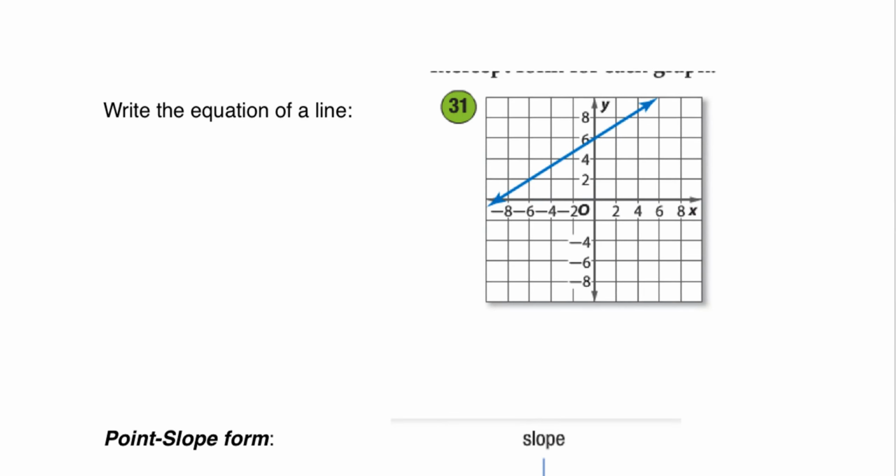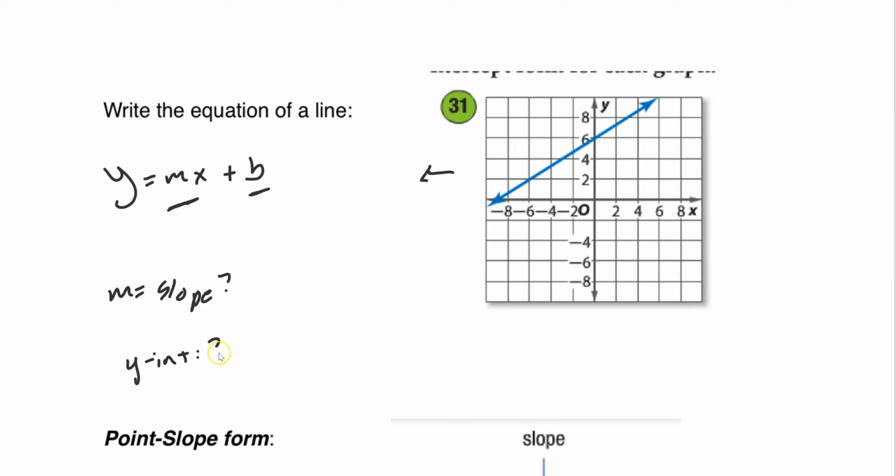How about when you go backwards? What if I give you a graph and I go, hey, what's the equation? So in this case, the easiest way to make an equation if I give you a graph is to use slope-intercept form. So all we gotta do is find two things. We gotta find the slope, and we gotta find the y-intercept. Now y-intercept is easy, it's right here. 6.